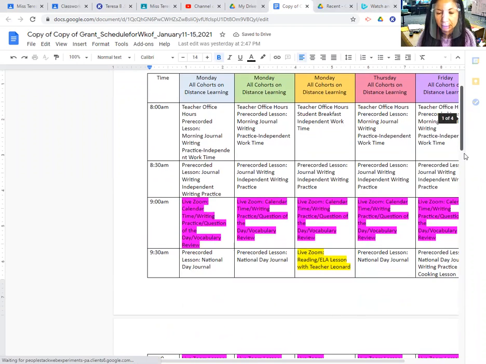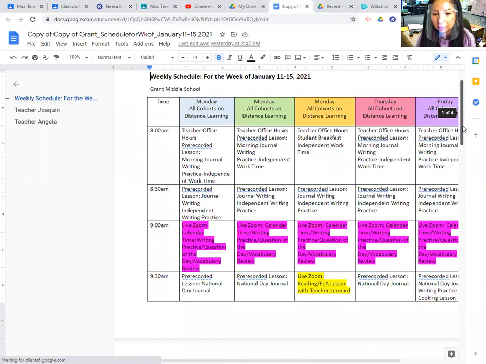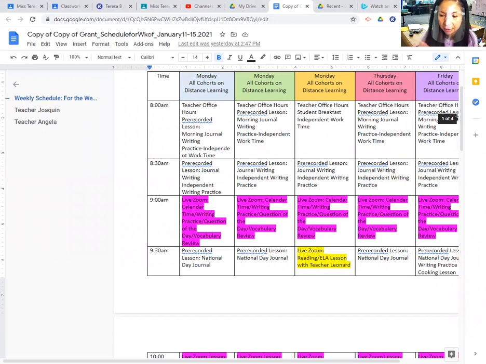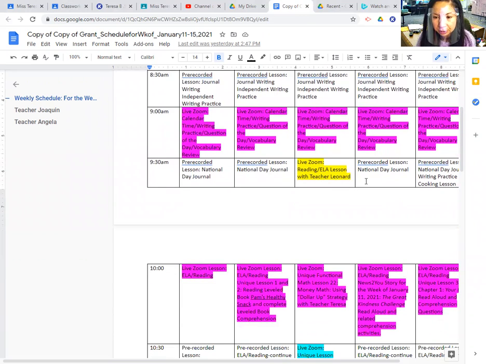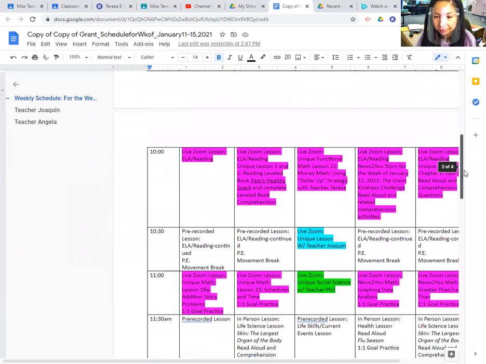Okay, I know I do need to make some changes to it, but tomorrow, our schedule is going to be sort of like it has been for the last few Wednesdays that we've been doing distance learning. I'm going to do my calendar time in the morning at 9. And then Teacher Leonard is going to do a reading lesson at 9:30. I'm going to do math at 10 o'clock, and I'm going to be doing money math.